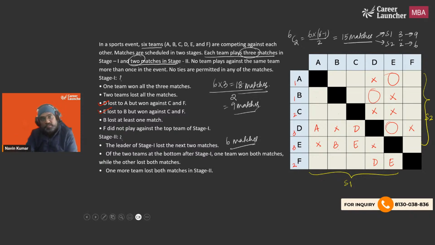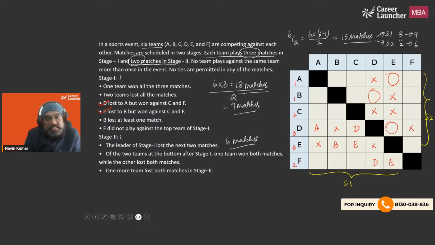We will restart. The first bullet point says one team won all the 3 matches. Okay, let's see. Can A be that team which is going to win all the 3 matches? Yes, very much possible. It has won only 1 match yet. It can still win 2 more matches from stage 1. Okay. Can it be B who is going to win all the 3 matches? No, because B has to lose 1 match, which is the 5th bullet point. So B cannot be that team.